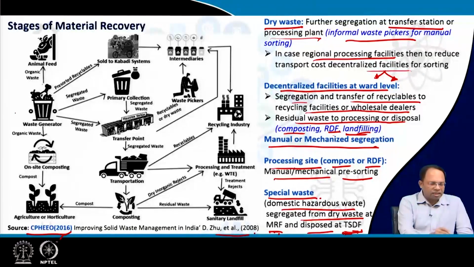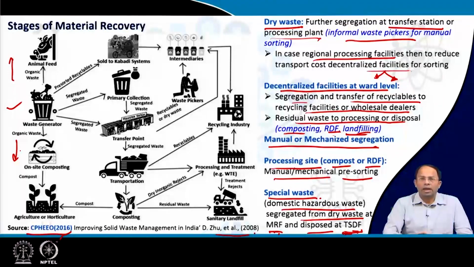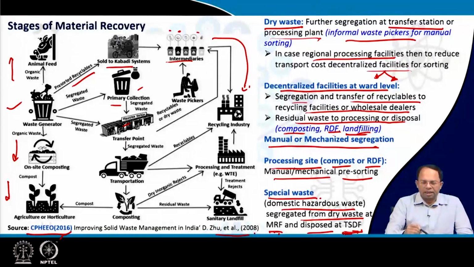So you can see that waste is being generated. Some can be used as animal feed in the house itself. Some can be locally composted inside residences and used for agriculture, or we can segregate the waste and send it to primary collection. Through primary collection it goes into the transfer station, and some pre-sorted recyclables can already be sold to the Kabaddi system. From there it can go into the different waste streams for plastic, paper, and so on, and eventually it reaches the recycling industry.